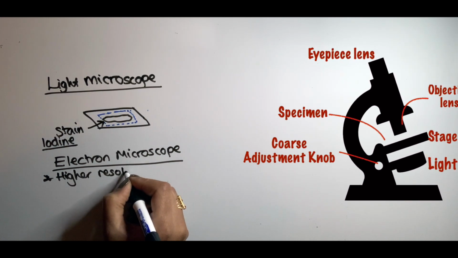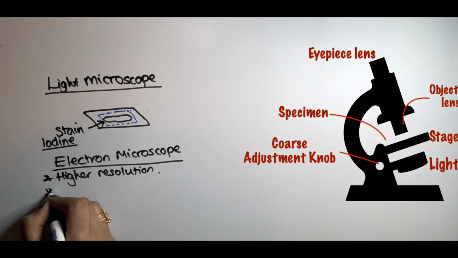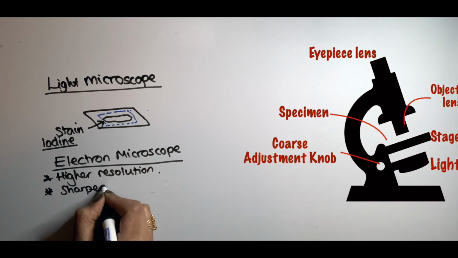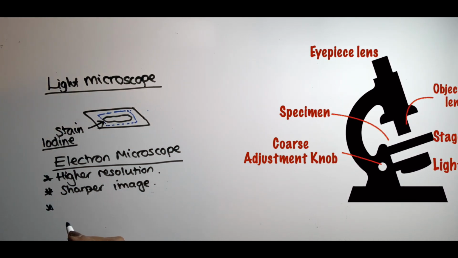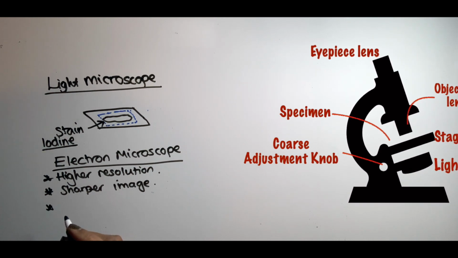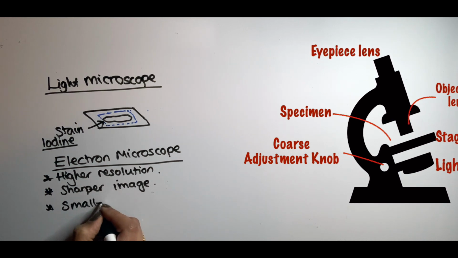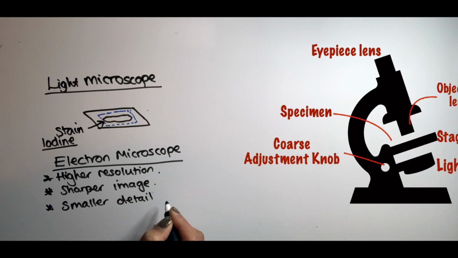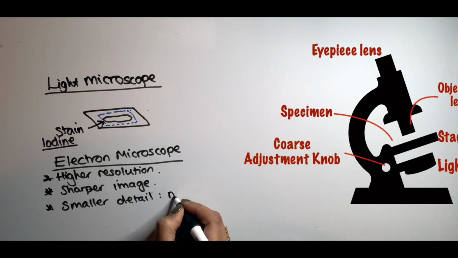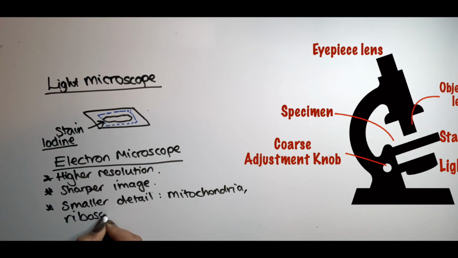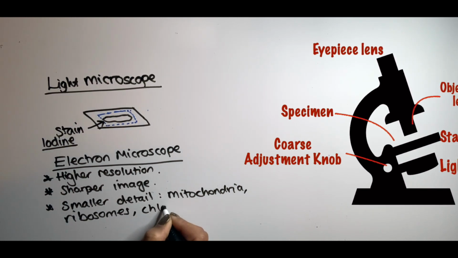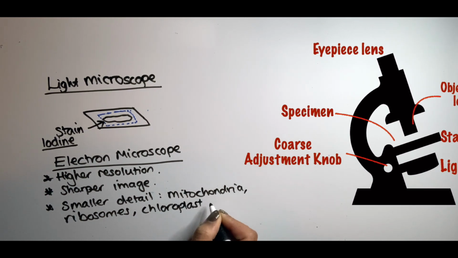So you can magnify much higher. It will show a sharper image. So the image is much better compared to the light microscope, and therefore it would allow us to see much smaller detail, so we can start looking within things like cells. So for example, we would be able to see the mitochondria, we would be able to see ribosomes, chloroplasts, etc. So much smaller structures within the actual cells, much higher resolution compared to the light microscope, and a much sharper image.